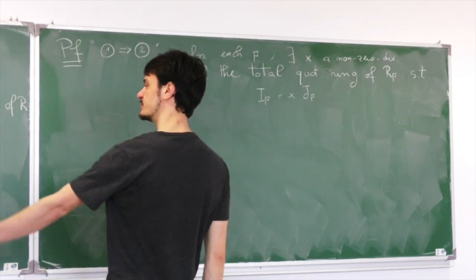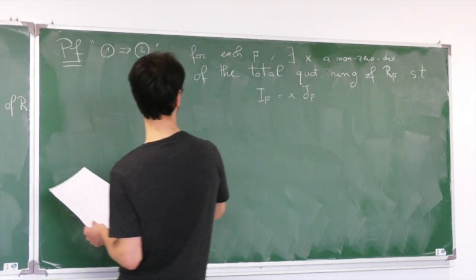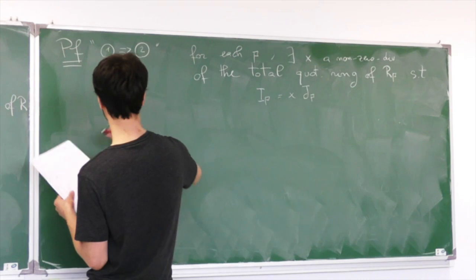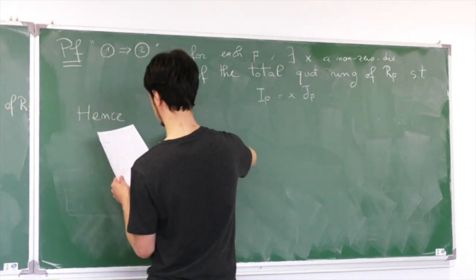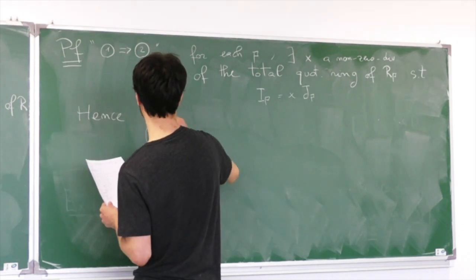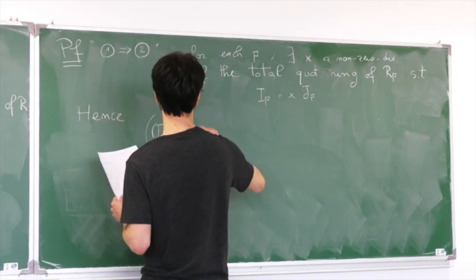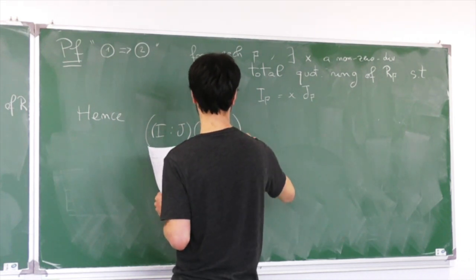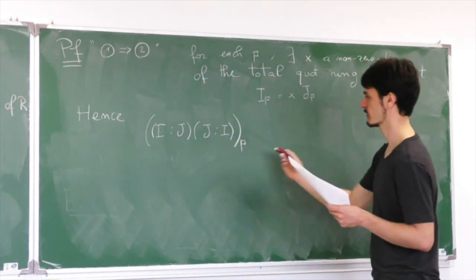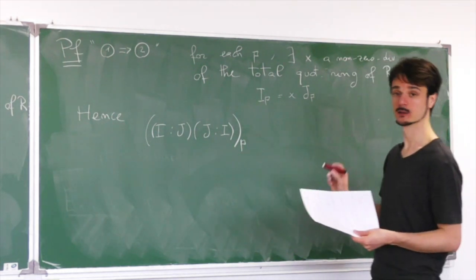Alright, now we try to prove that 1 sits inside the product of the colon ideals. So let's write it down and localize it at p. We take (I : J)(J : I), and we localize this whole thing at p. So localization commutes with product and with colon ideal.